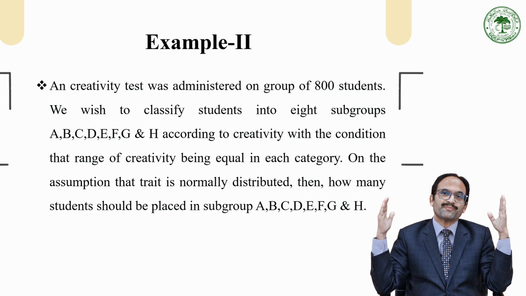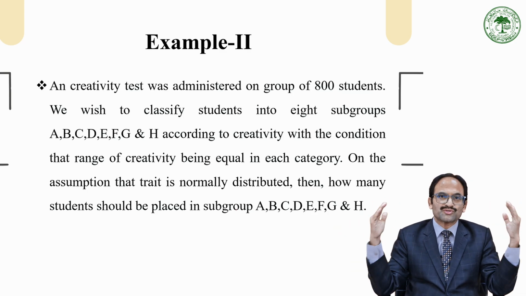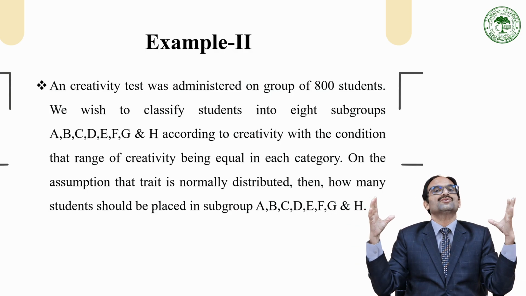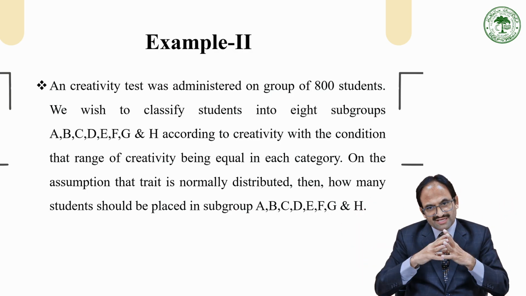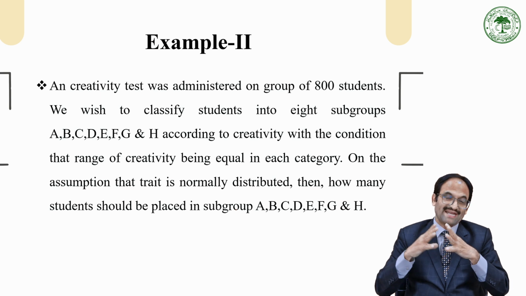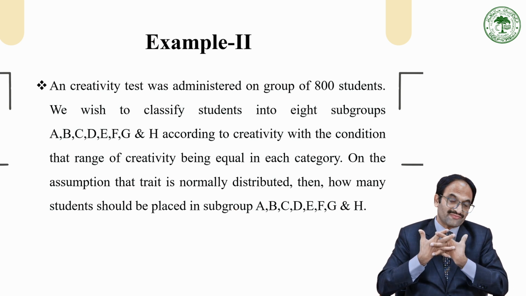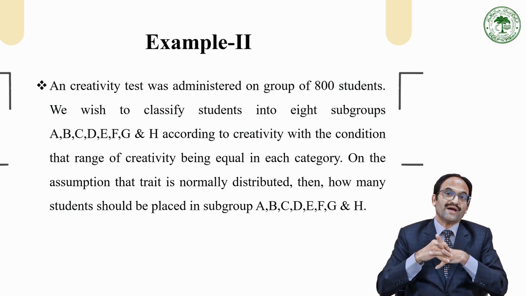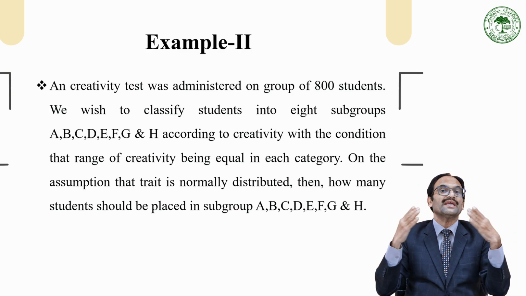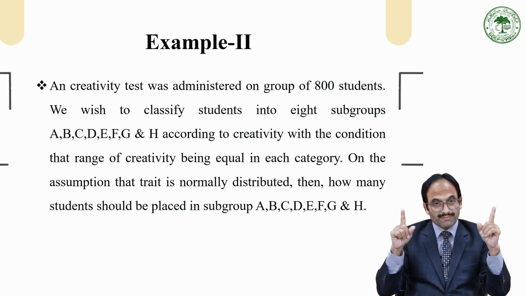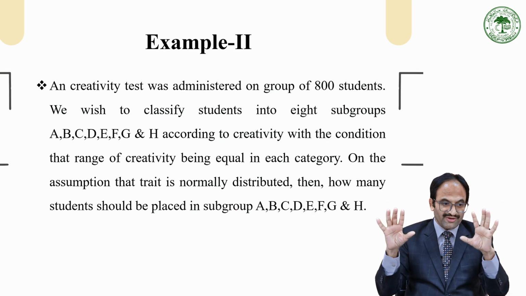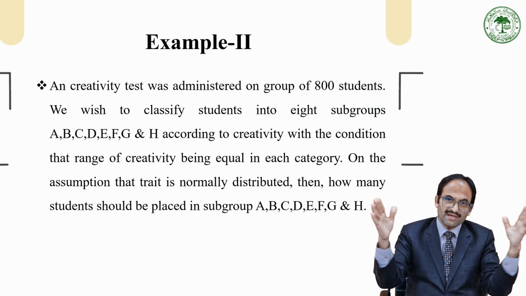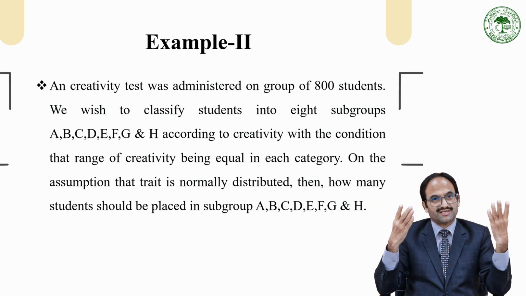So, remember in the previous case 100 students were there and you were required to classify all the 100 students into 5 subgroups. Here what is the case? Number of students is more, 800 students, and instead of classifying them into 5 subgroups, you are required to classify them into 8 subgroups. So, remember, proceed in the same way. You see, mean plus 3 sigma and mean minus 3 sigma. So, total movement in the curve is 6 sigma.